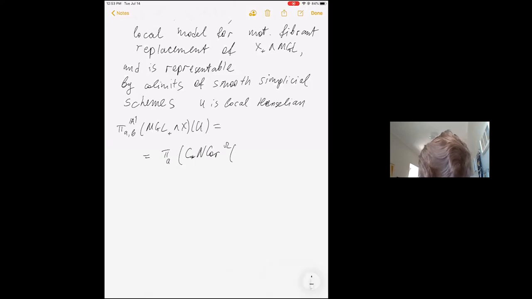We have a simplicial sphere of dimension A minus B, and here we have G_m smash B smash U into X. The point here is that G_m smash B smash U is not local Henselian anymore, but because all the sheaves we have here are framed sheaves, and for the framed presheaf, which is A1-invariant and with some additional properties that hold here, we know that it coincides with its sheafification on the open subsets of affine space.